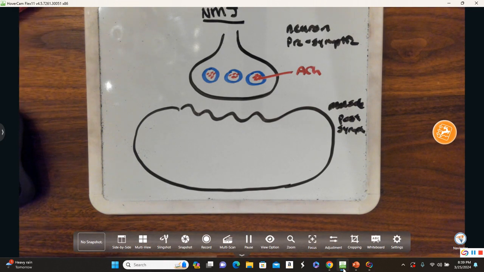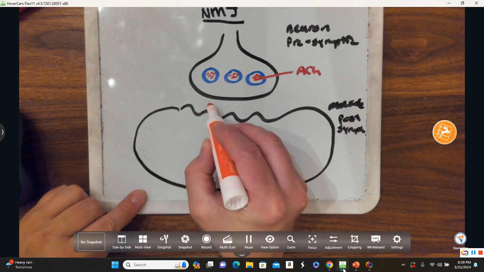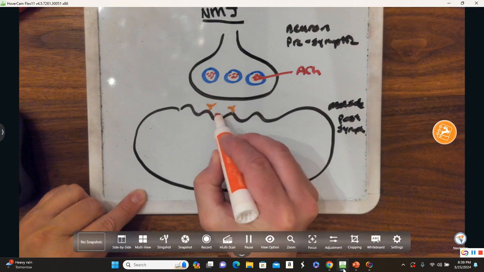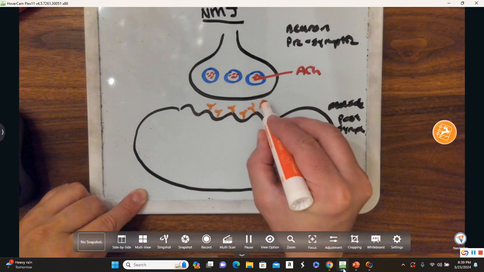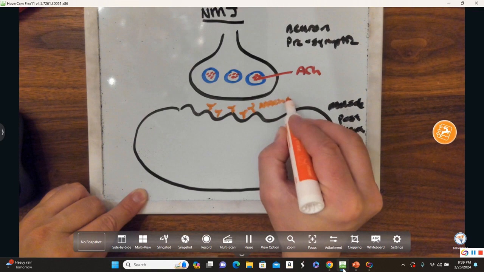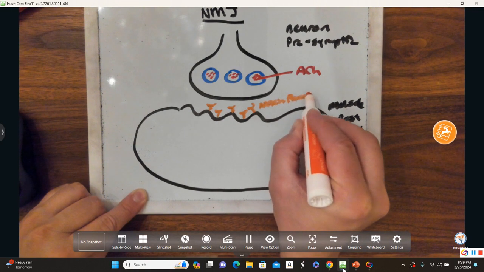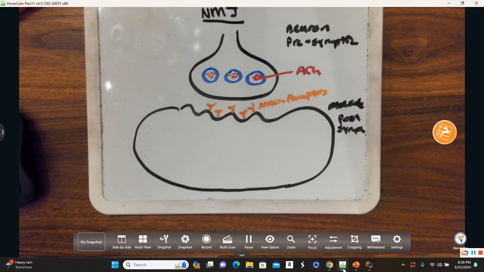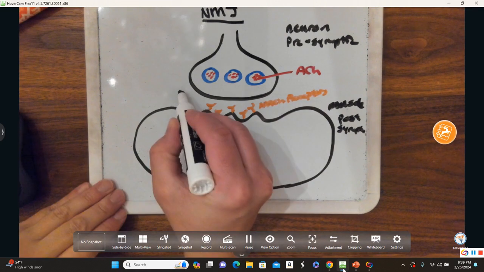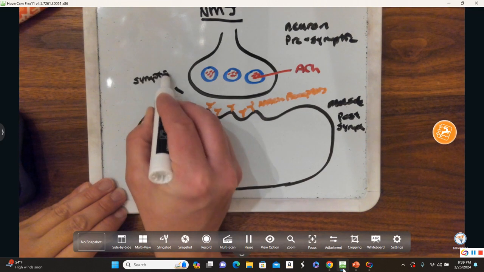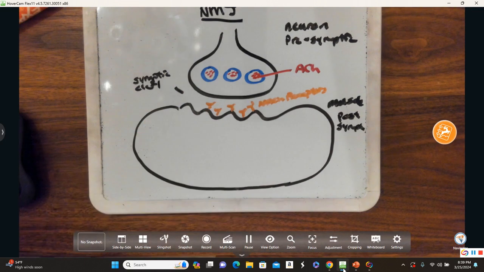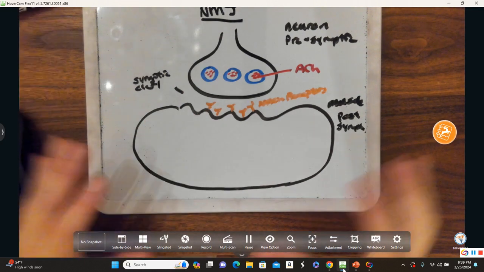Now, what's going to happen is, over here on this side, there's all these nicotinic acetylcholine receptors. Nicotinic acetylcholine receptors, nicotinic NACH receptors. They are found in this gap right here called a synaptic cleft, okay? All right, so this little space.